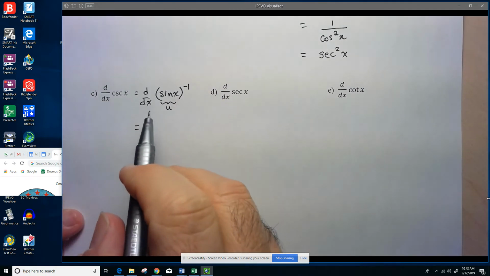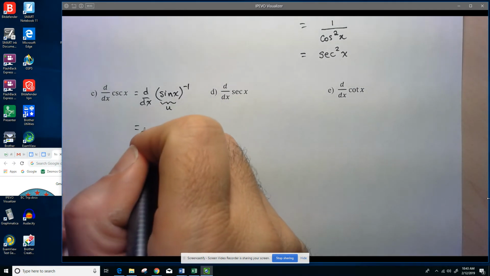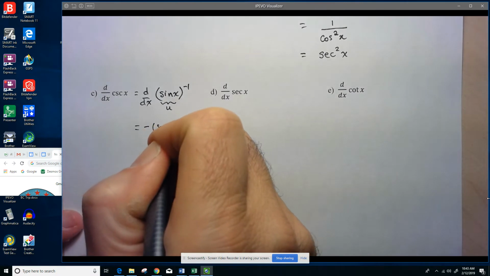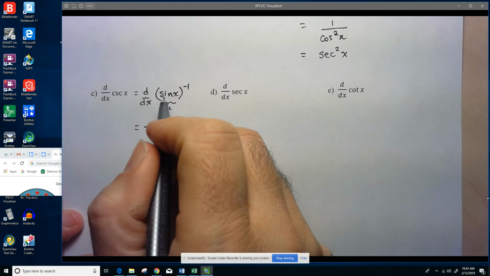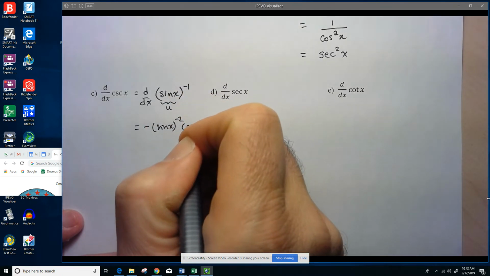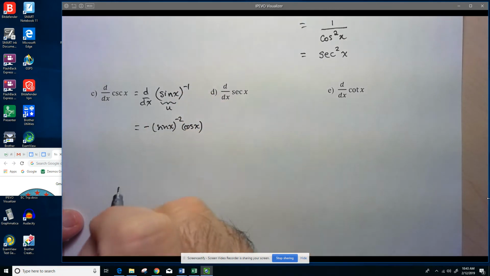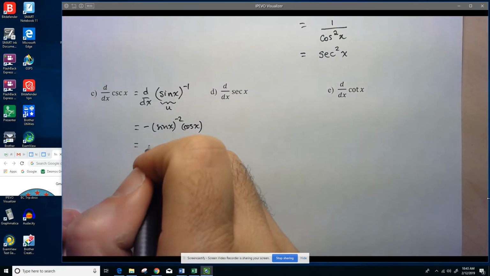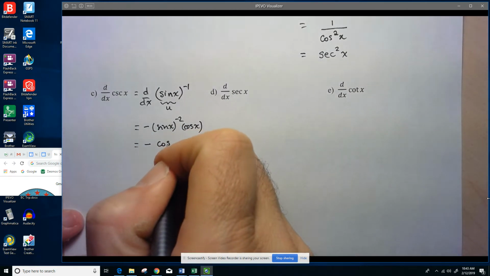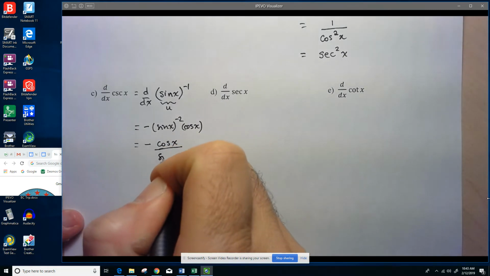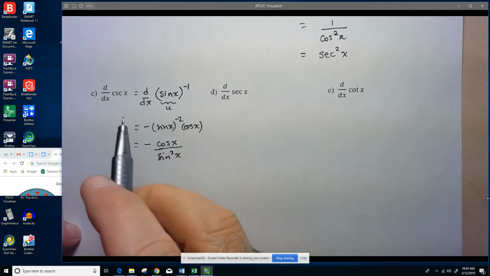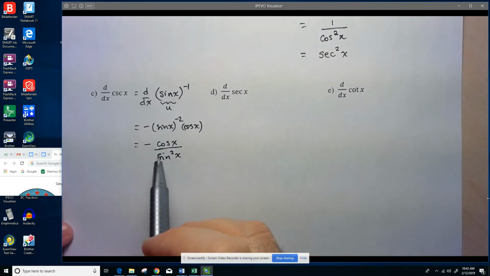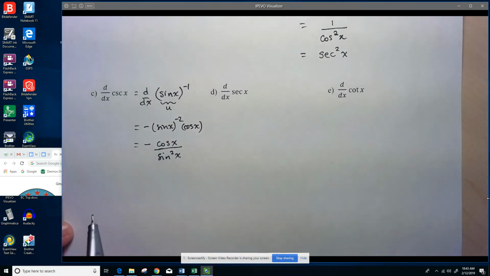So what's the derivative of u to the negative 1? Well, it's negative u to the negative 2 times the derivative of u, which is cos x. All right, so let's clean this up a little here. So we've got in the numerator negative cos x, and in the denominator sine squared x. So again, we see that this derivative is related to trigonometric functions.